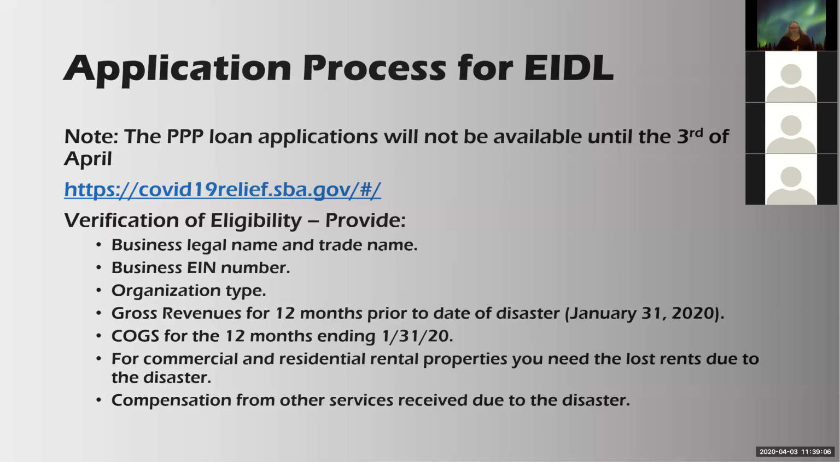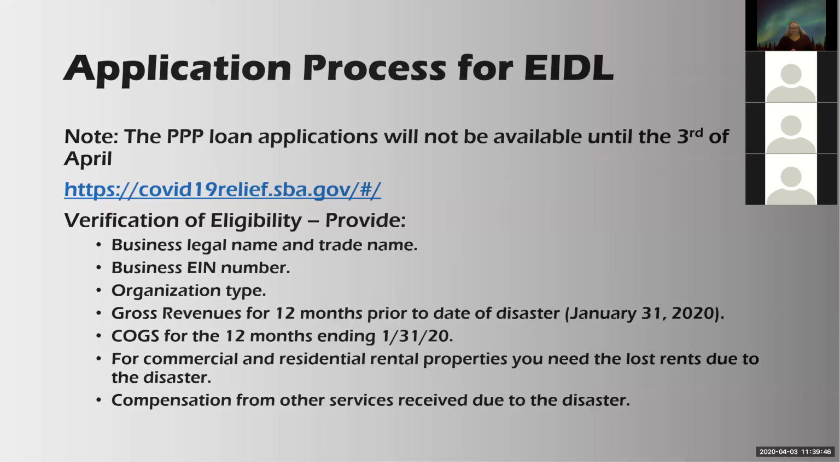And then for commercial and residential rental properties, you need to have lost rents due to the disaster. So if somebody actually moved out before, and you haven't been able to replace them, then you can't count it. So it's lost rents due to the disaster. There's a lot of people out there that are not going to be able to pay their rent this month. So this is hoping to help you to still be able to pay your mortgage on those.